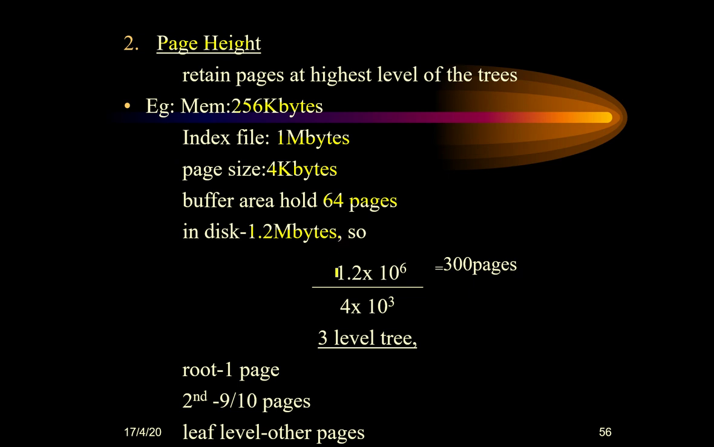For calculating that, I need 1.2 into 10 raised to 6, that is 1.2 megabytes, divided by the number of bytes in one page. One page contains 4 kilobytes, so it is 4 into 10 raised to 3. So the total number of pages for saving 1.2 megabytes of data is 300 pages. That is, we require 3 levels of tree for saving 300 pages of data. The root will contain 1 page, the second level will contain 9 to 10 pages, and the remaining pages will be in the leaf level.